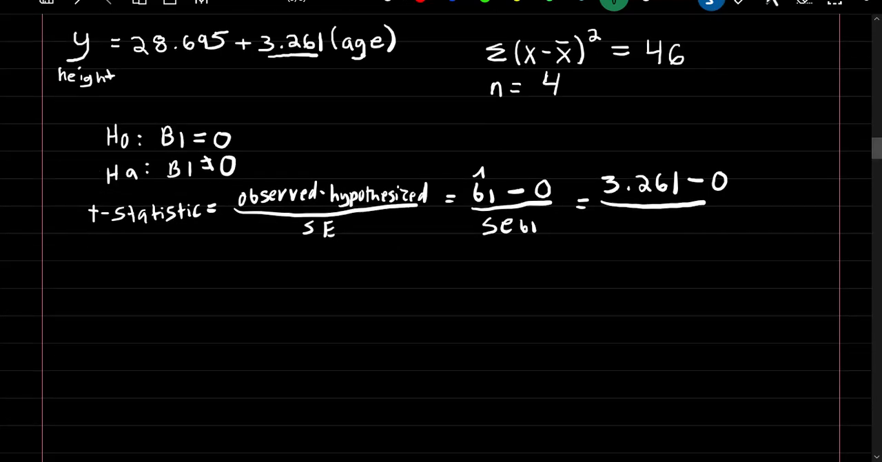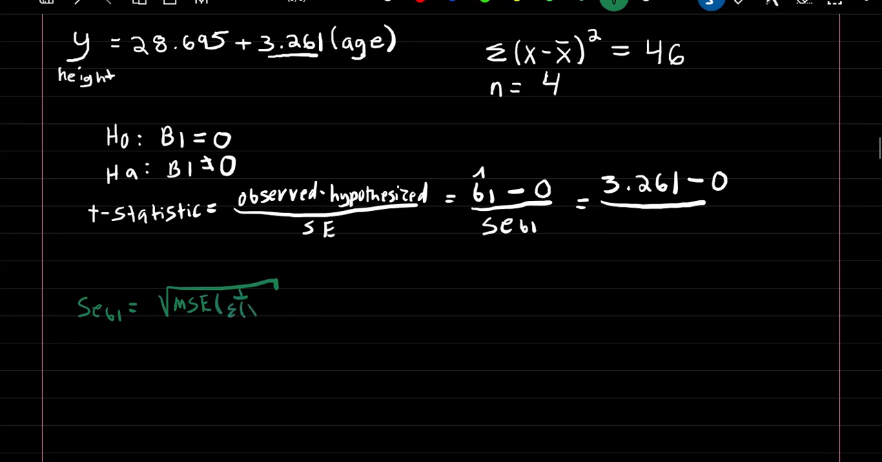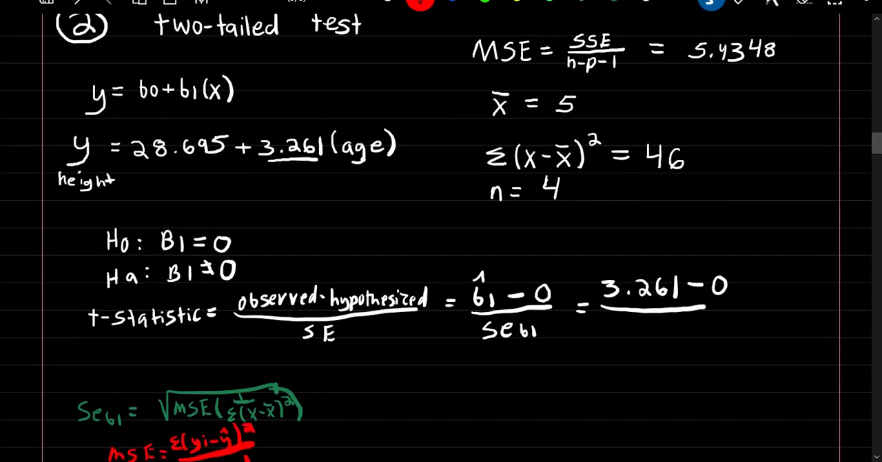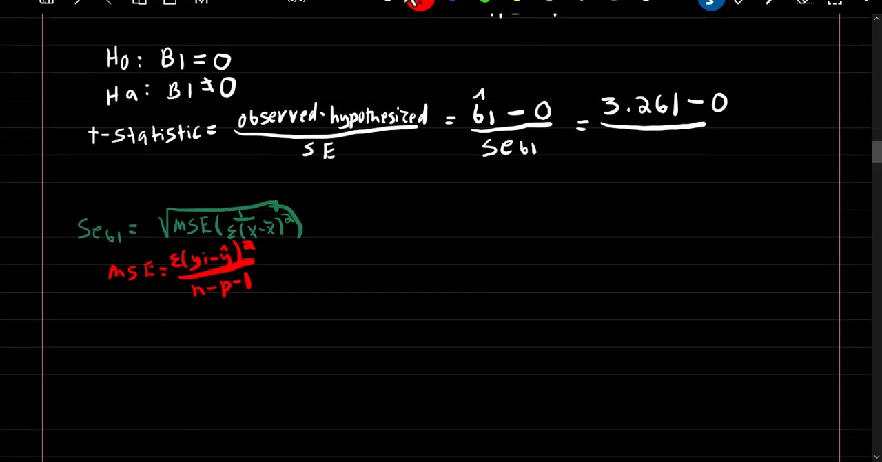So the formula for the standard error of beta 1 is going to be equal to the square root of the mean squared error times 1 over the summation of x minus x bar squared. So mean squared error we solved for last video, and it's just equal to the summation of our observed y's minus our predicted y's squared, or the sum of squared errors, divided by n minus p minus 1. And we got a value of that equal to 5.4348.